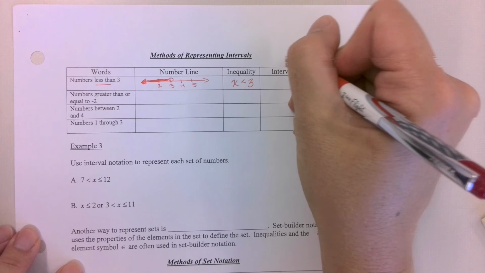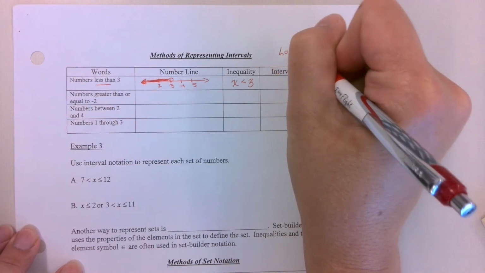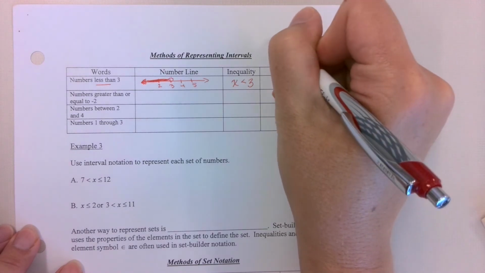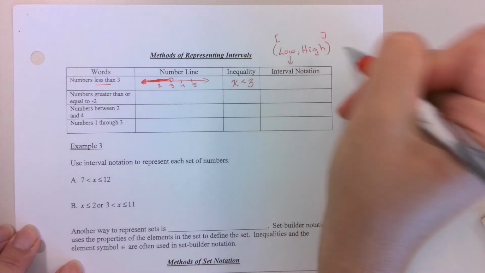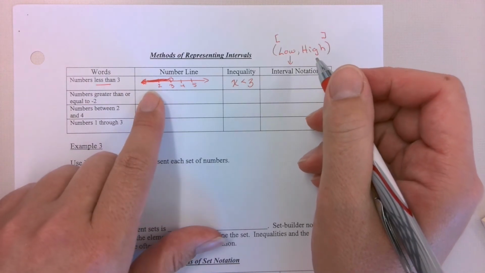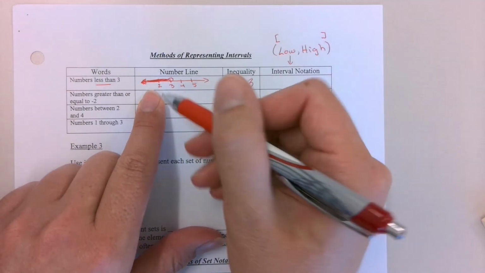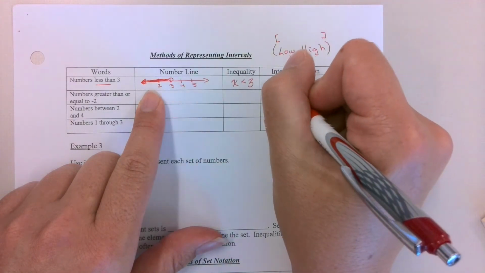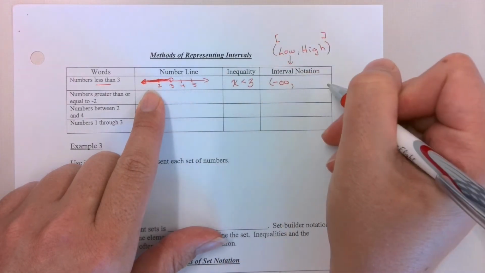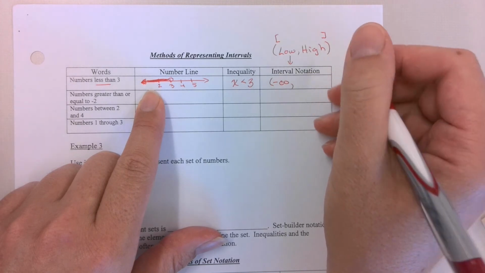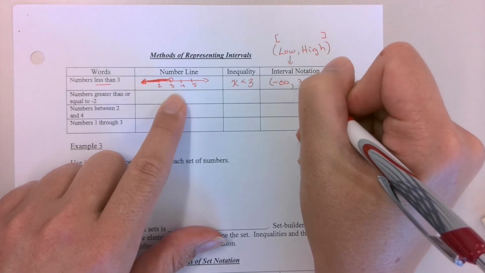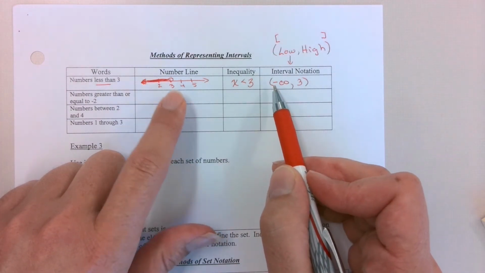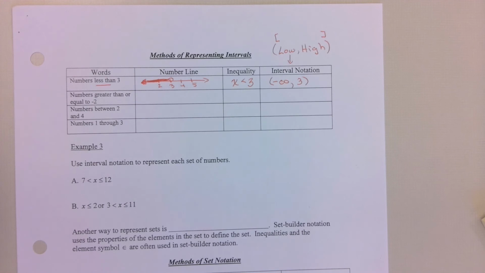Okay, interval notation always goes from low, comma, high. And then you would either have a bracket or a parenthesis, depending on what we're talking about. Now here's the deal. There is no low. This goes forever to the left. There is no low. So the low would be negative infinity. All right. The high stops at 3 and it's not included. So notice I put a parenthesis here. We can never reach infinity. So that would be a parenthesis.